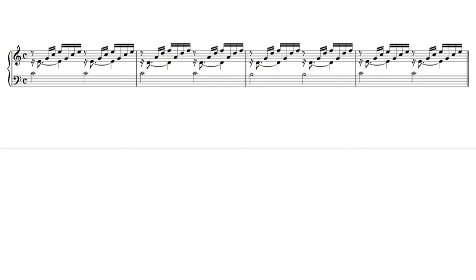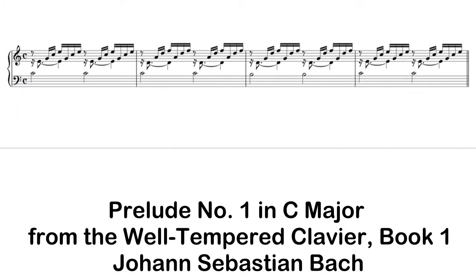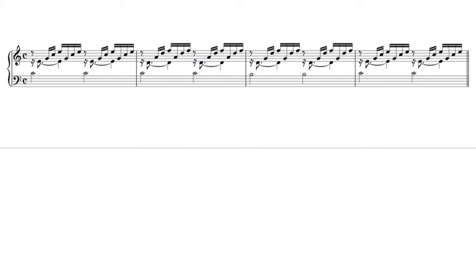What you see on your screen right now are the first 4 measures of the first prelude in C major from the Well-Tempered Clavier, Book 1 by Johann Sebastian Bach. It presents a pretty straightforward example of how to do a Roman numeral analysis.